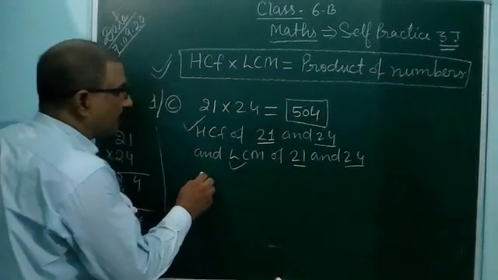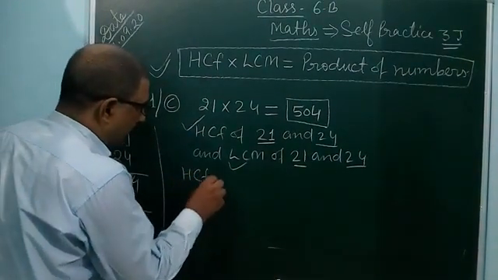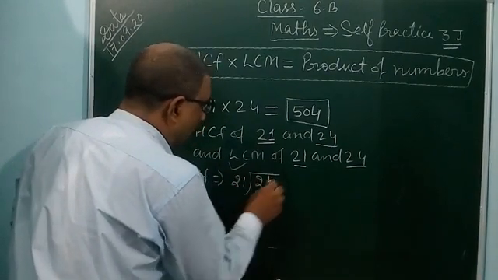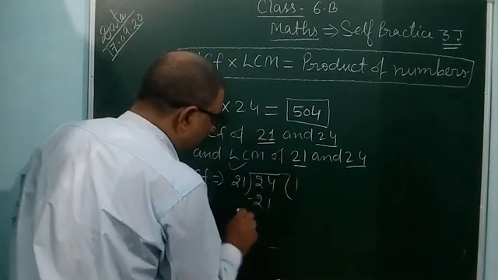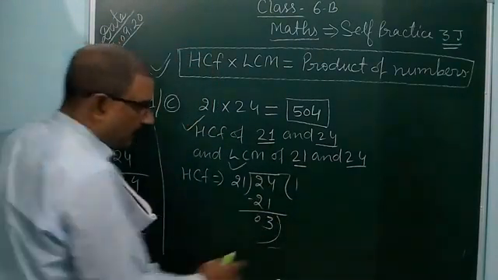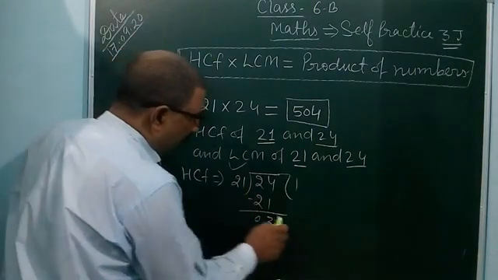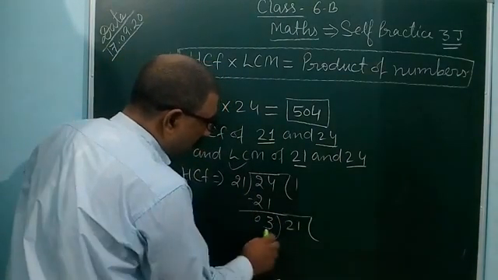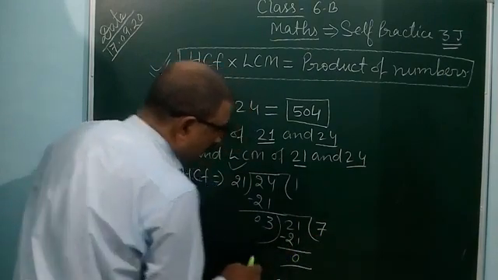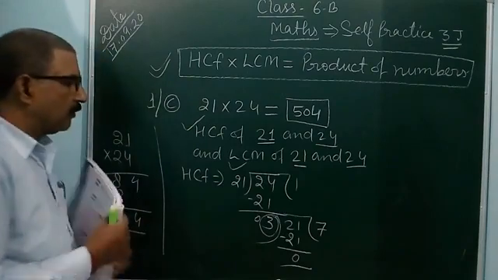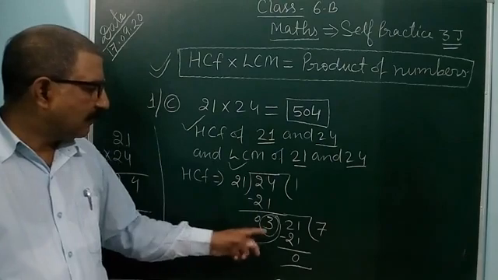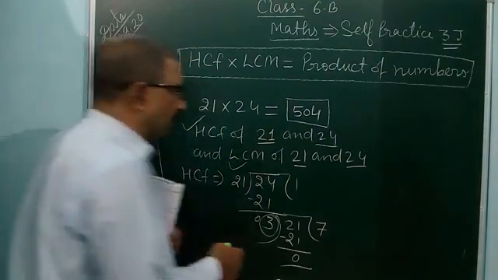So first we find the SCF. 24, you divide by 21. 21 once is 21, 3 remaining. Now 3 will be the divisor and 21 will be the dividend. 3 7s are 21, 0 remaining. So by 3, both numbers have been divided, 24 and 21. So 3 is the HCF, 3 is the SCF of the numbers.